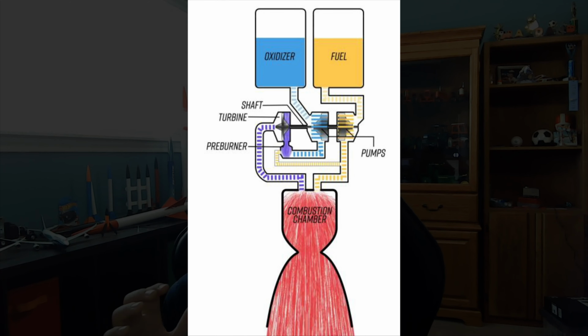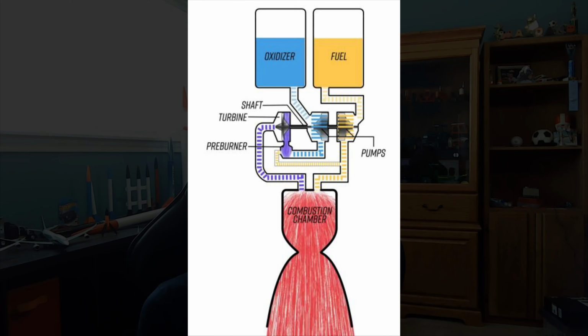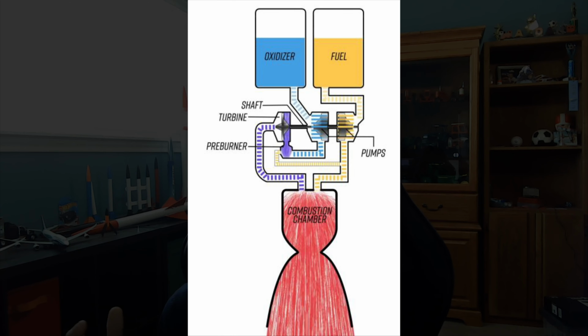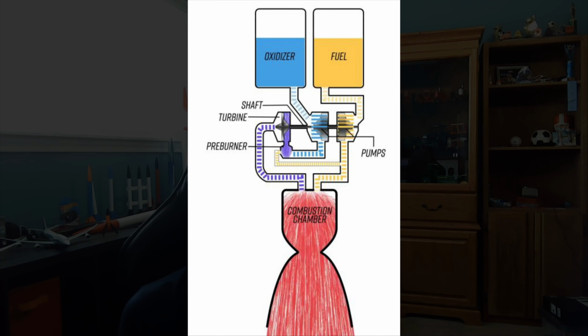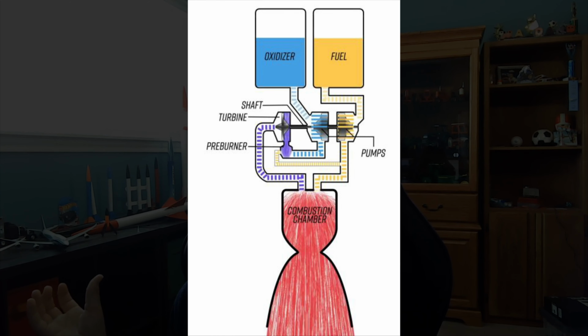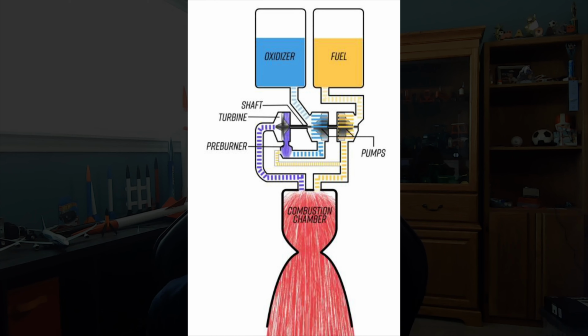So you would have to do an oxidizer rich pre-burner, with more oxidizer than optimum fuel burning. The pre-burner will be run oxidizer rich, and all the oxidizer goes through the pre-burner, so it's really oxidizer rich, and all that excess unburnt oxidizer will go into the combustion chamber and burn with the fuel.